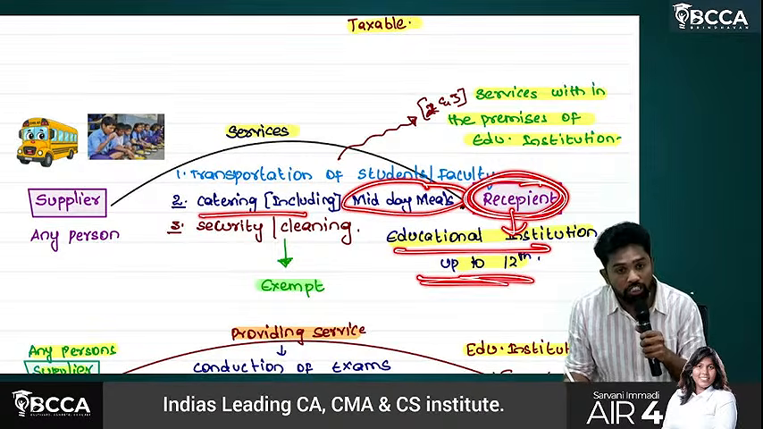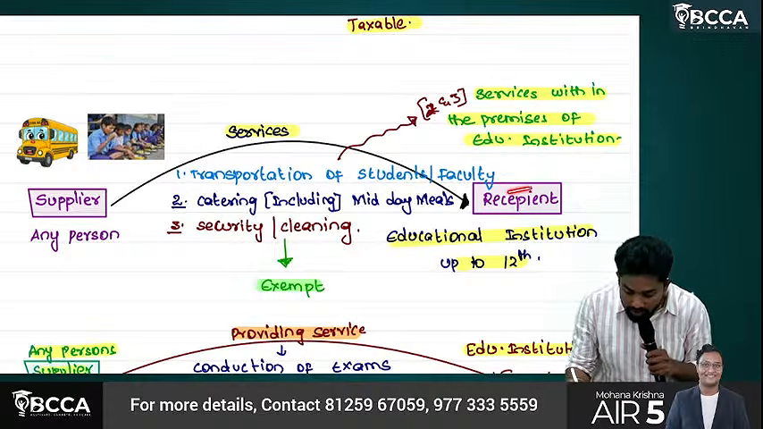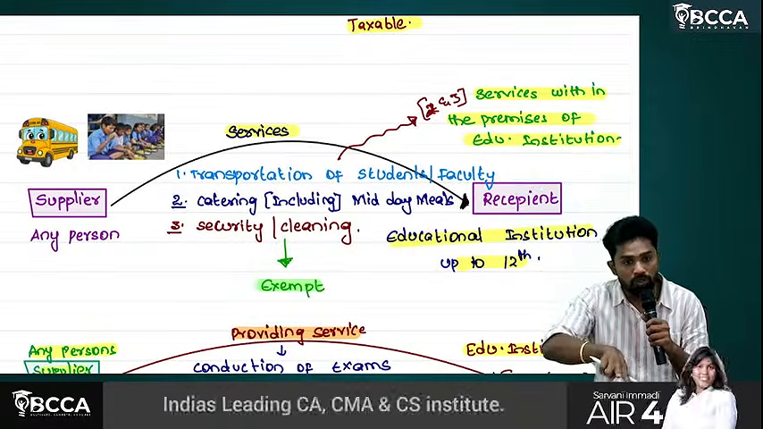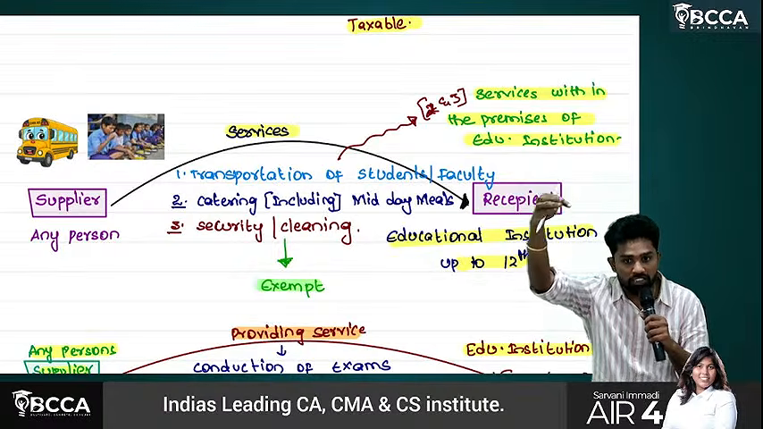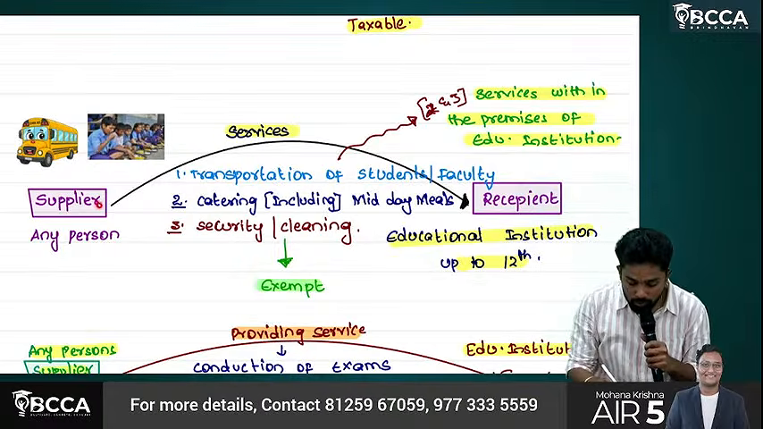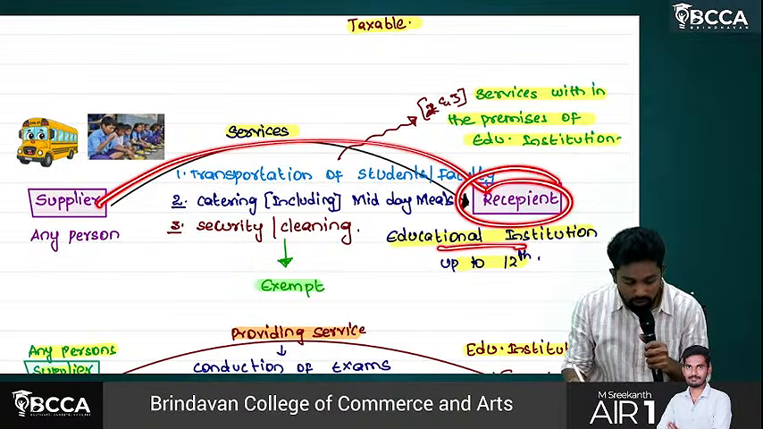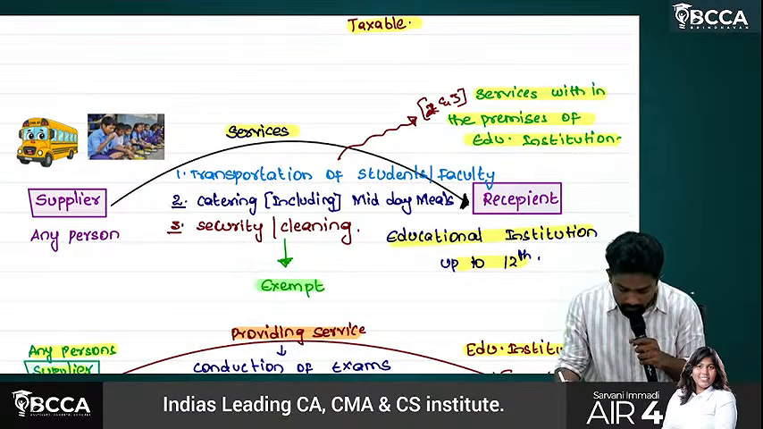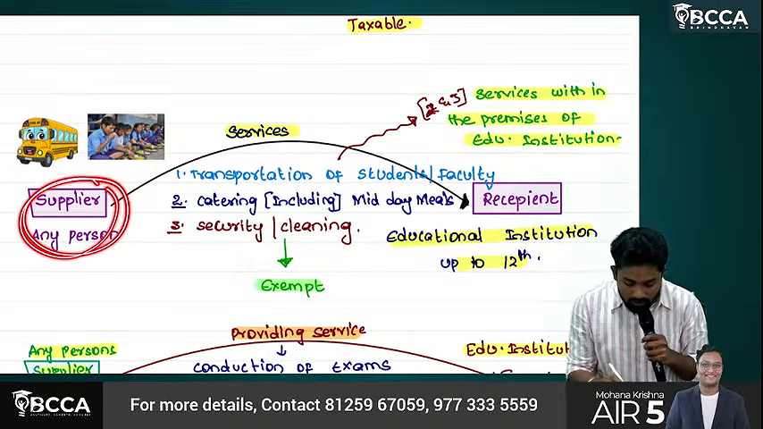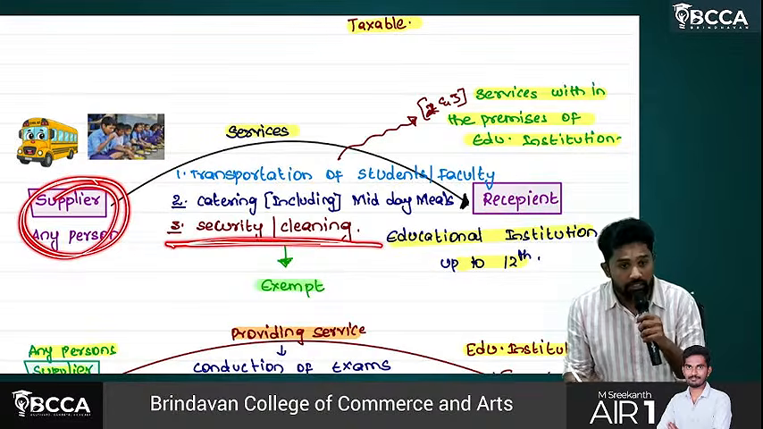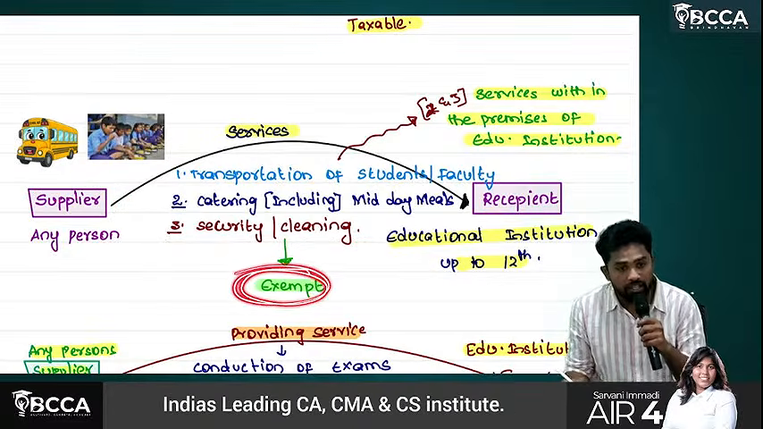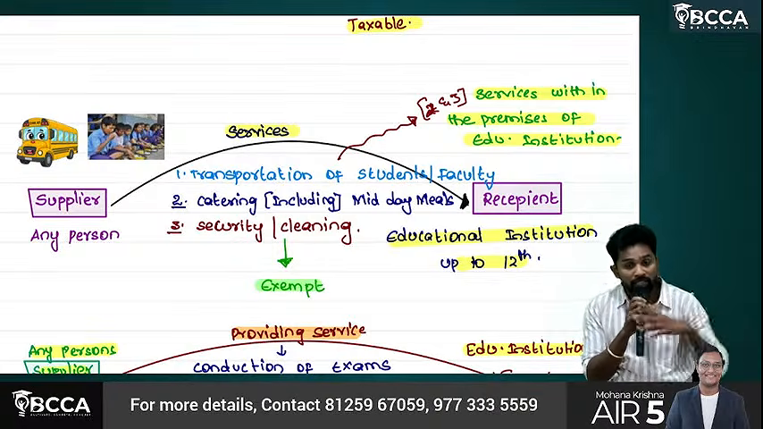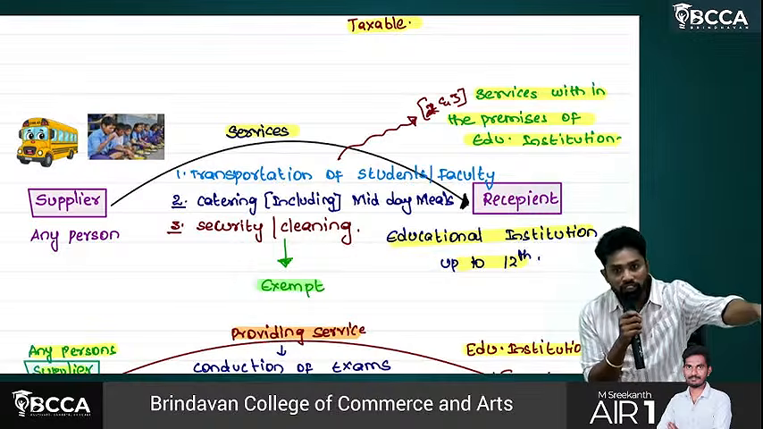Who is the recipient, sir? Educational institution up to 12th. Educational institutions are of 3 categories. What are those 3? Up to 12th, above 12th with recognized qualification, and vocational education. So these 2 services provided to an educational institution up to 12th only are exempted. Understanding, sir? Then a supplier provides services like security and cleaning. Those services are also exempted. So the supplier is not an educational institution, but the recipient is an educational institution up to 12th.